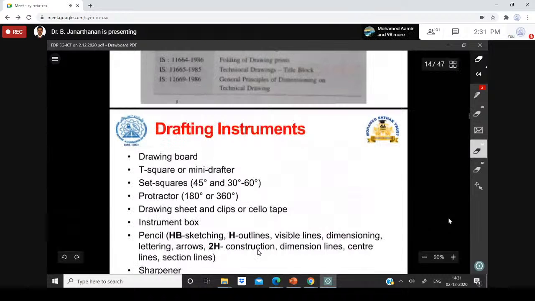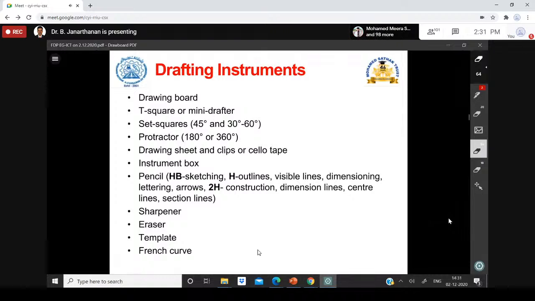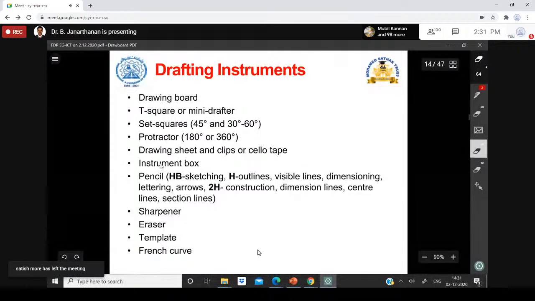So these are the different drawing instruments needed for making a drawing. Drawing board is the basic necessity. Then T-square or mini drafter. And we have set squares of 45 degrees, then 30-60. Then protractor can be 180 or full 360-degree protractor. Then drawing sheet with clips for fixing or sellotape. Then instrument box having the compass and divider. Then pencil, we should have the 3 grades of pencils.